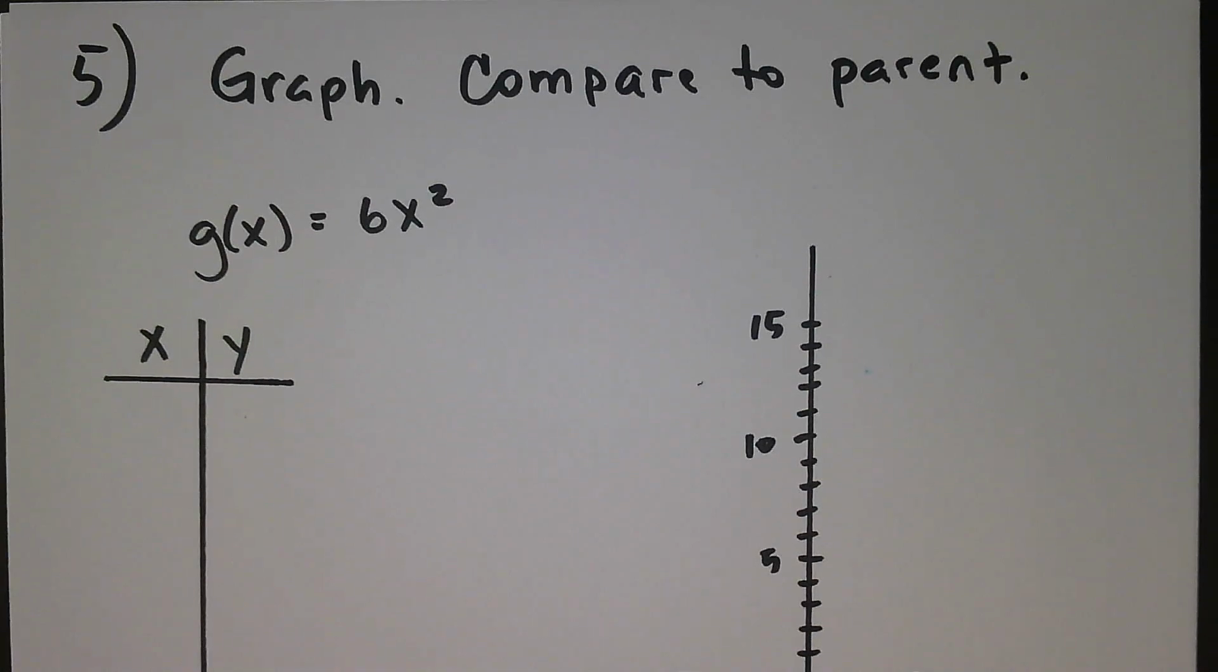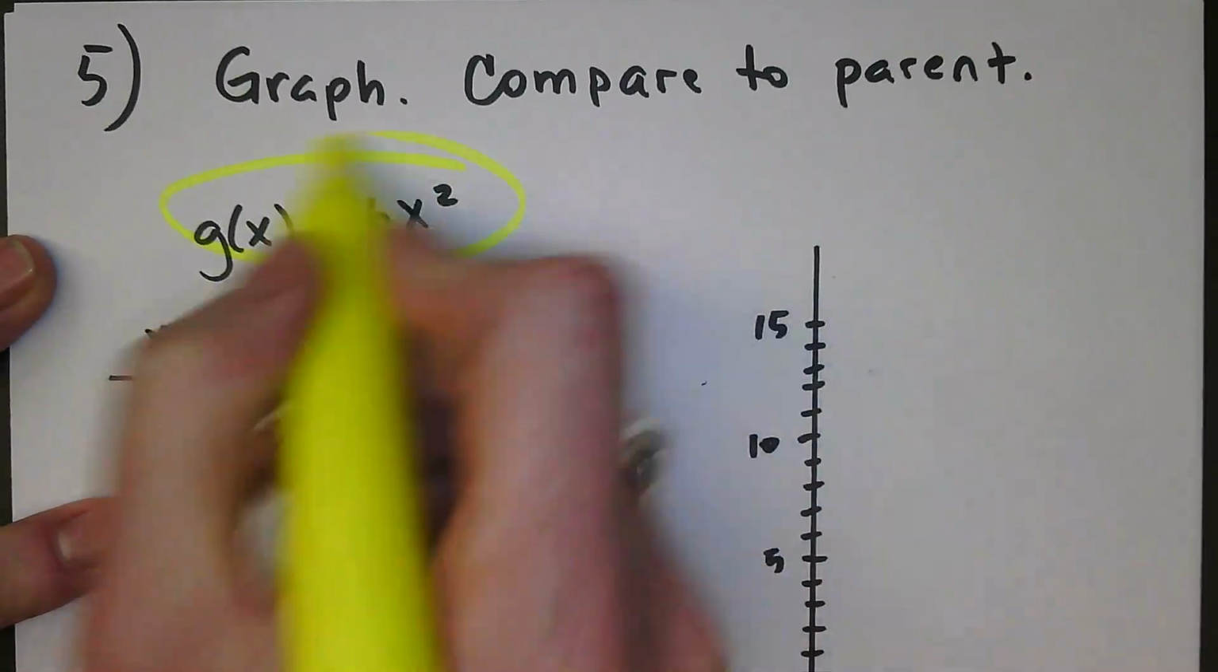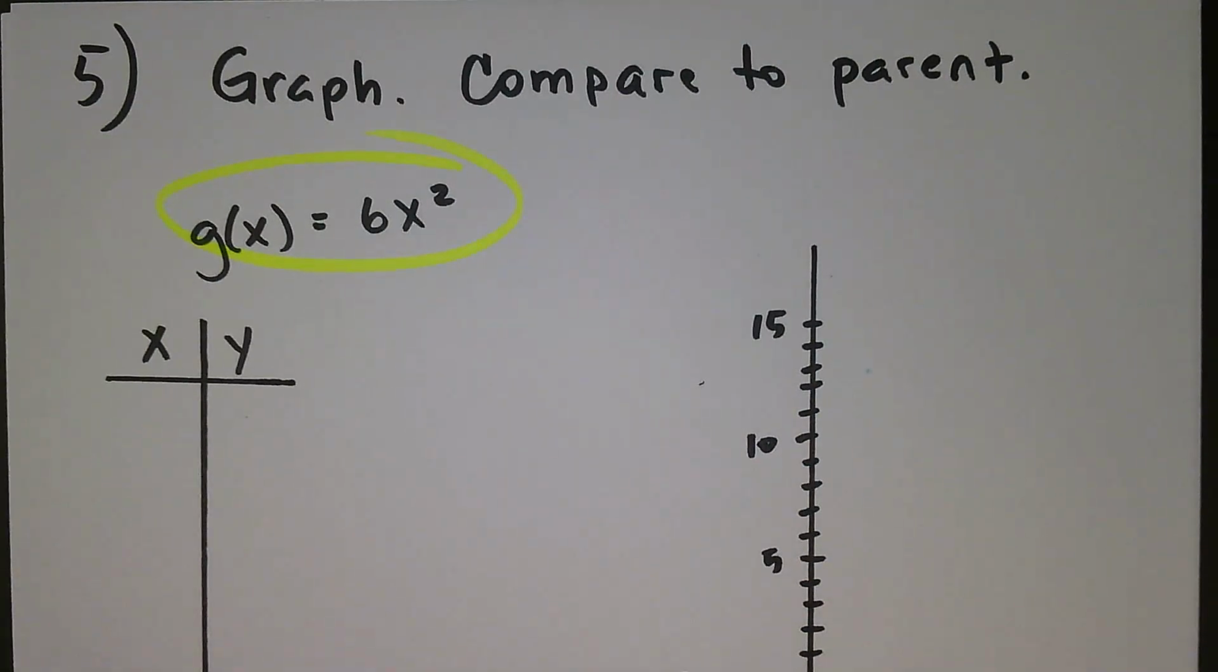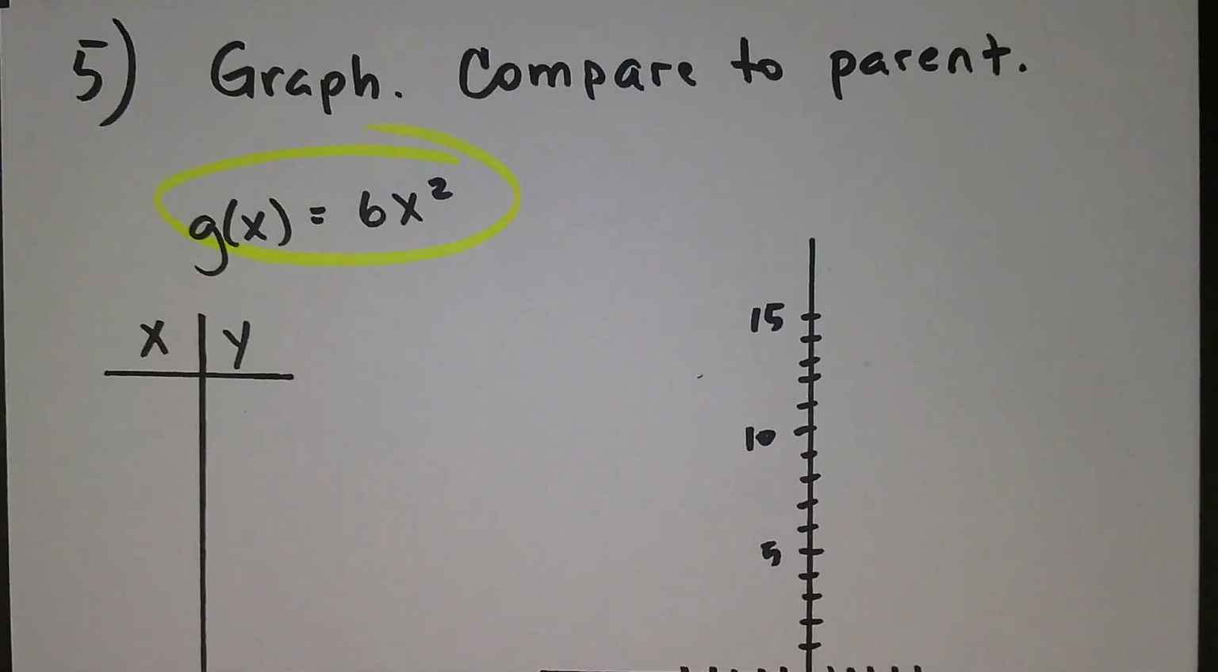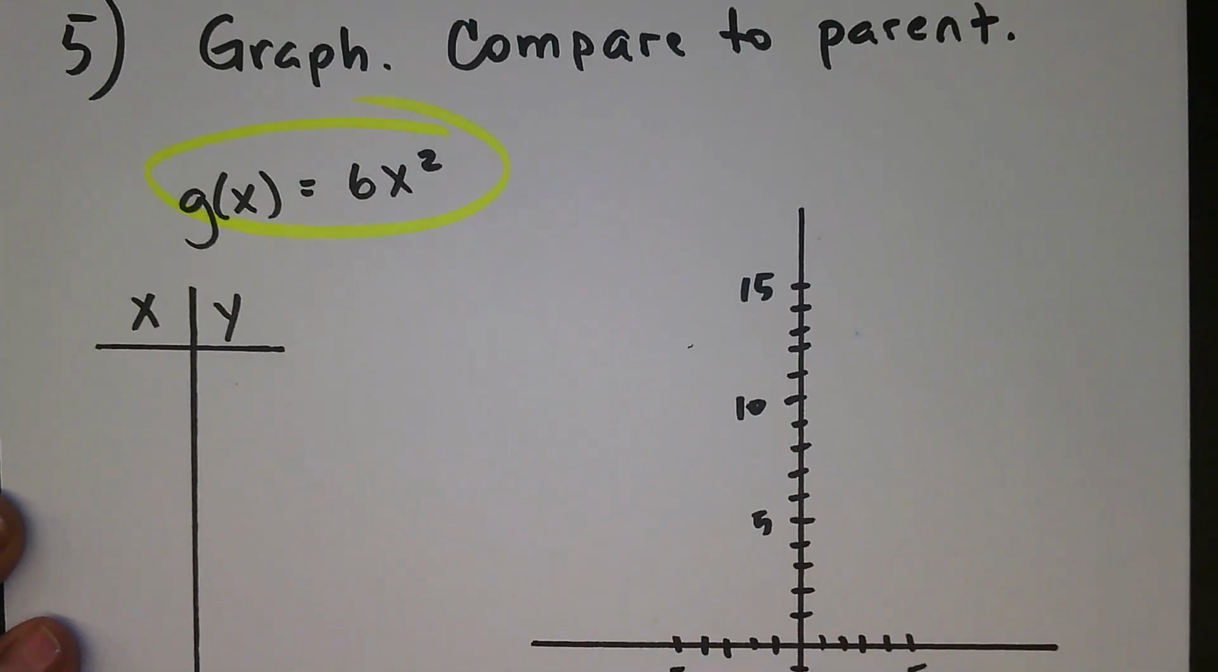Right, we are looking at graphing this function right here. g of x is 6x squared. And then we're also asked to compare it to the parent. So we'll basically describe if there's a stretch, a shrink, or reflection. There's multiple correct ways to do this.